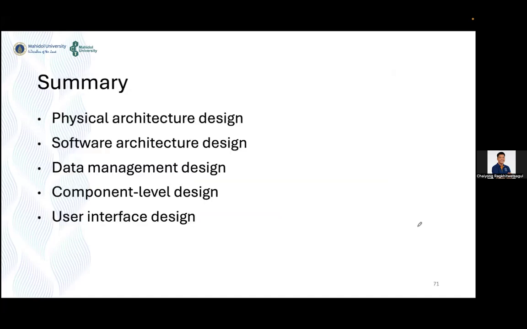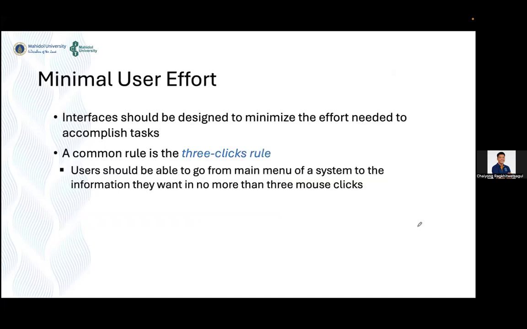And the last one is the minimal user effort. And there's a common rule that everything should be done in 3 clicks, okay? There's a study that Instagram, when it's very beginning, they started the application by having only one or two steps. So you can select the photo, you can add a filter, and then you can upload the photo into your account. So they shouldn't be more than 3 clicks when you want to do something, okay, in a software system.